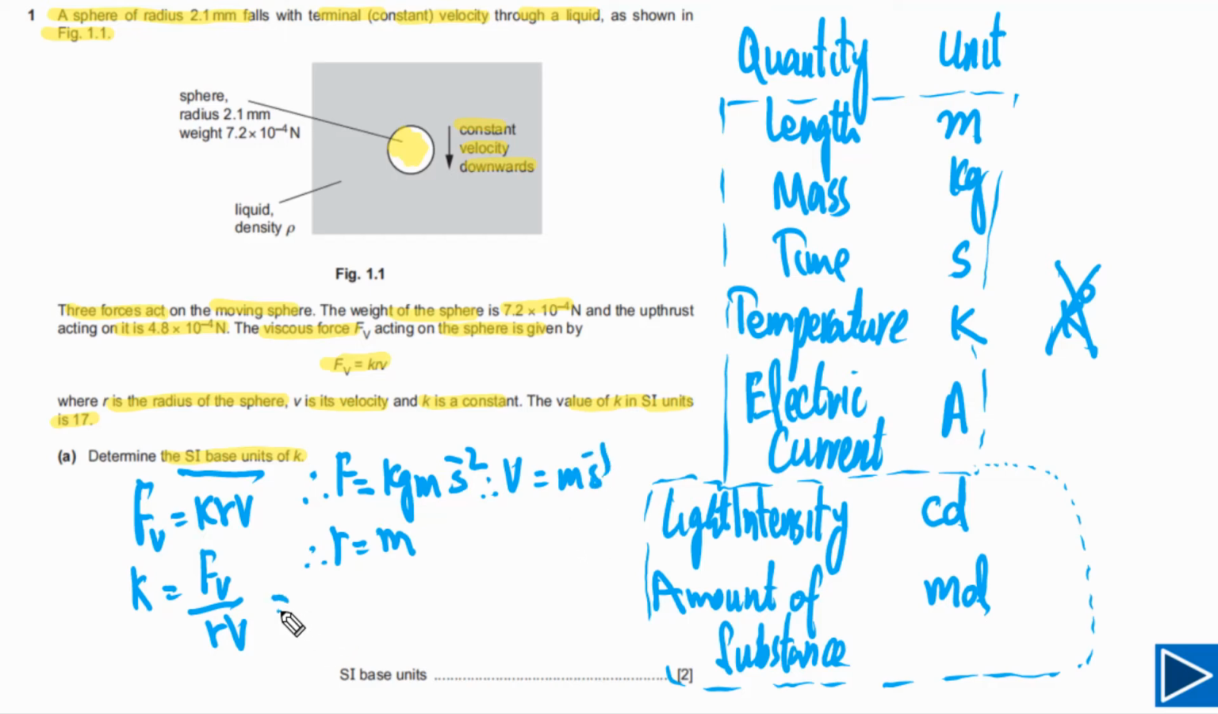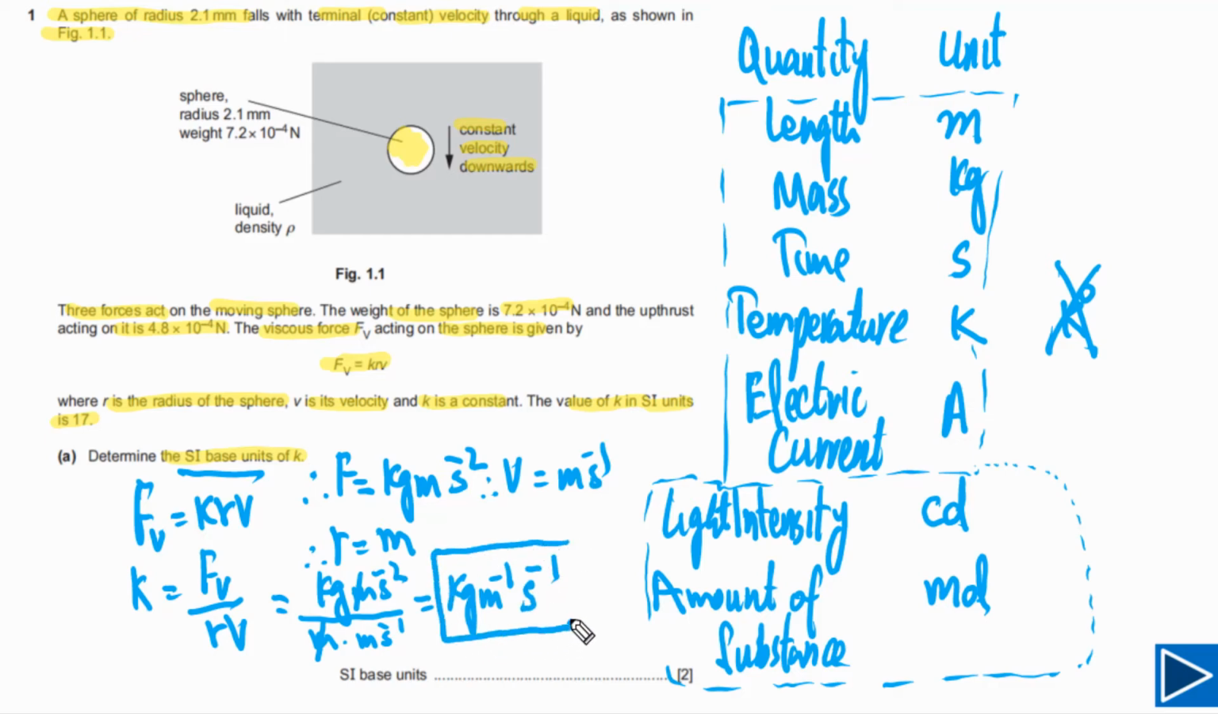Now simply we need to plug in here. For force, we can write down this is kg meter per second squared, and this is divided by meter, and here we have meter per second. Now we can simplify: this meter we can cancel with this meter. Now we can write down this is kg per meter, and here we have per second. So this is the SI base unit of K.